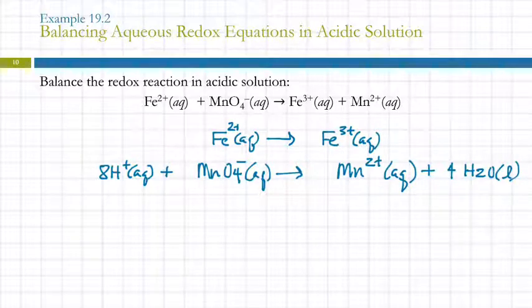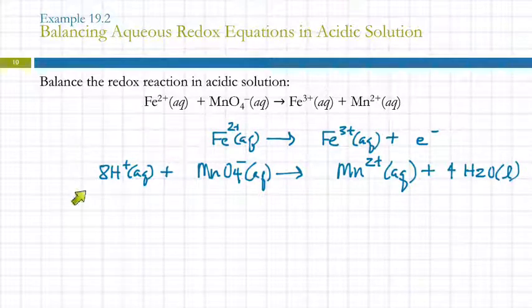Now we need to balance charges. We do this by adding electrons. Fe2+ goes to Fe3+. How many electrons do I need? 1. It's the difference in the charges. What side does it go on? It goes on the right. If I add 1 electron here, then this 1 negative charge and 3 positive charges gives me +2 on this side and +2 on that side. It doesn't matter what the total charge is, it just needs to be the same on each side.